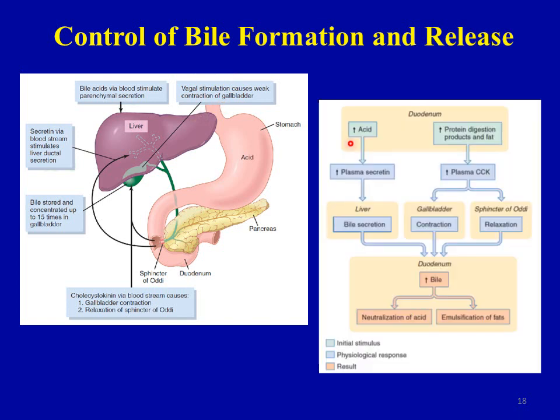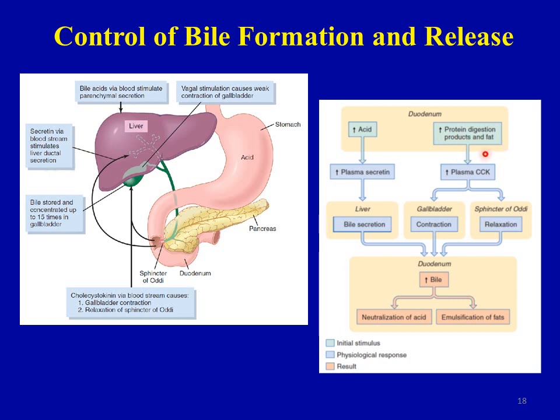Here we can see how acidic chyme, or chyme that is rich in protein digestion products and fat, can affect bile secretion. Acidic chyme in the duodenum will stimulate the release of secretin from the S cells in the duodenal glands, and this will increase the plasma secretin level, which will flow via the blood to the liver, and this will stimulate bile secretion from the cholangiocytes lining the bile ductules and ducts.